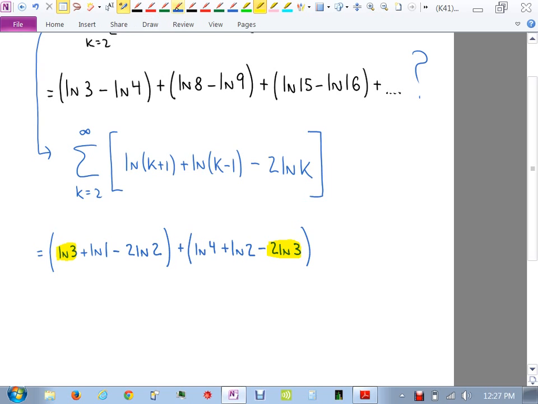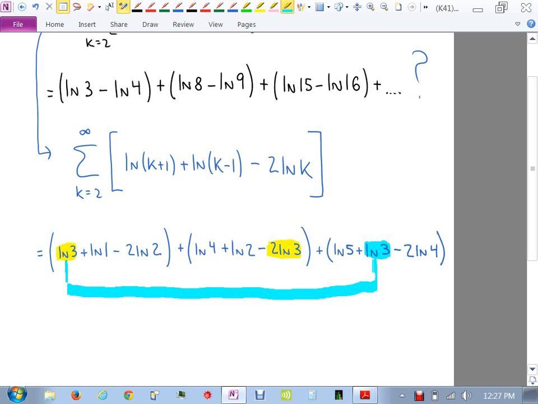Keep going, though. Keep going with this formula. Let's go with the next. I'm going to plug in 4. So I have natural log 4 plus natural log 5 plus natural log 3, and then minus 2 natural log 4. Look at that, another natural log 3 popped out. So I have the natural log 3 from the beginning, the natural log 3 from there, and that gets killed off by the negative 2 natural log 3 there.